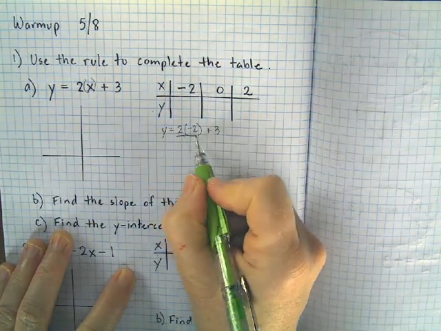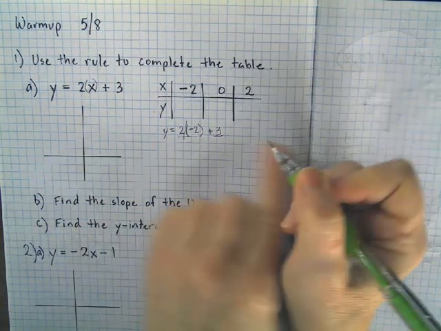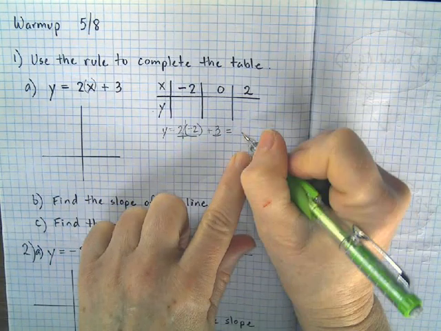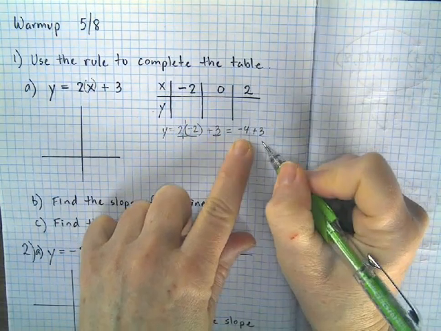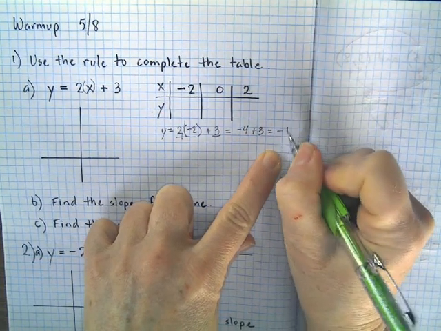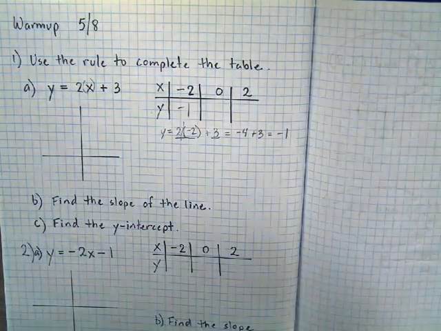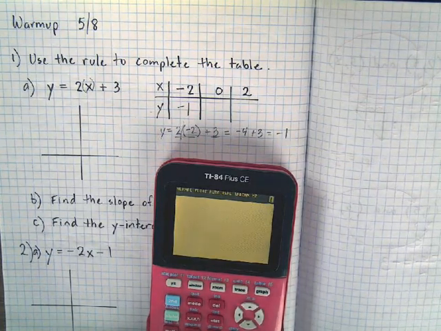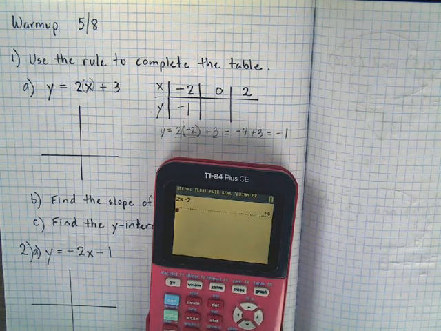I can parse. So I need to do the multiplication first. 2 times -2. I'm going to go this way because I didn't give myself a lot of space. 2 times -2 is -4. And I have my plus 3. -4 plus 3 is -1. Okay, you could also use a calculator if you want to. That's fine. So on my calculator I would have done 2 times -2, got my answer, and then plus 3, -1, okay?